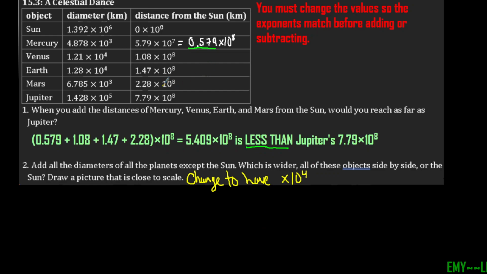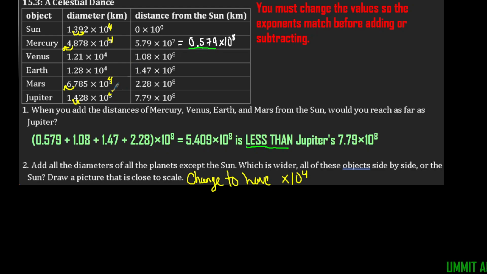So what I have to do for each of these is, for the Sun, I have to move it 2 times because I need to change the exponent to 4. So it's going to be 139.2 times 10 to the exponent 4. This one I have to move to the left one to be exponent 4. These two are already in that form. Same idea with Mars. I have to move it one step to the left to have an exponent of 4. And for Jupiter, I have to move it one step to the right to be an exponent of 4.